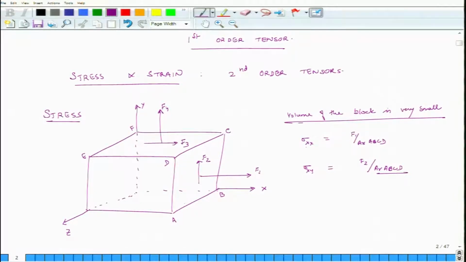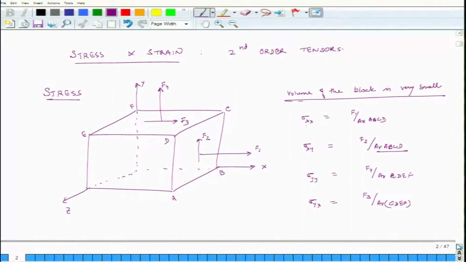So, what do we see here? And then I can also say that sigma yy equals F4 divided by area C, D, E, F, and sigma yx equals F3 divided by area C, D, E, F. Okay. So, these are the 4 definitions. Now, these are stresses.